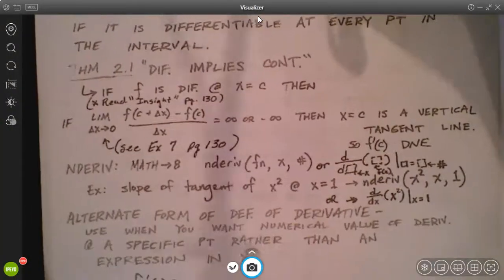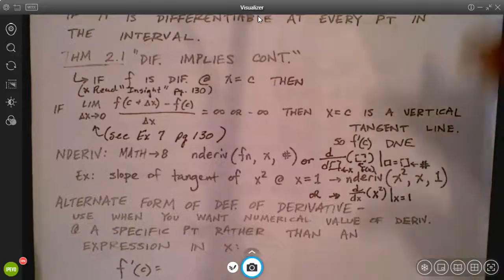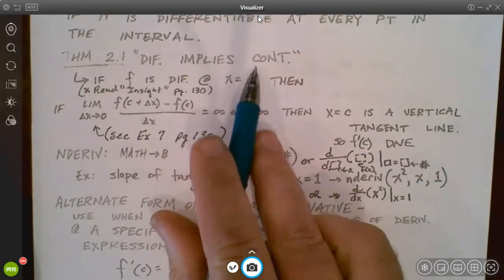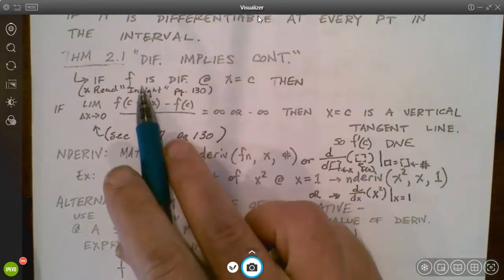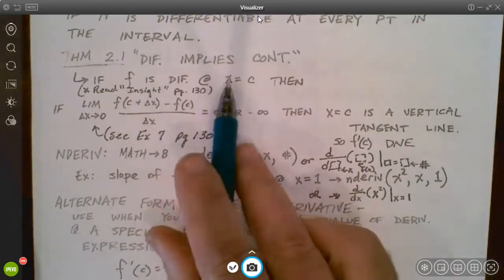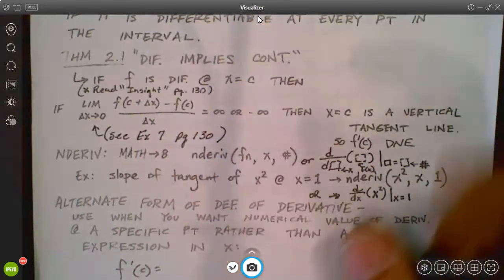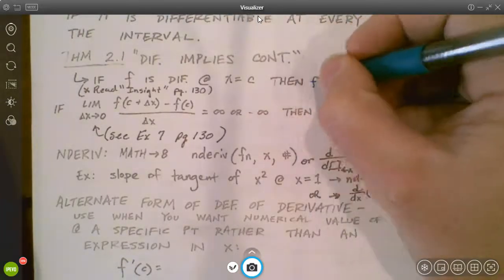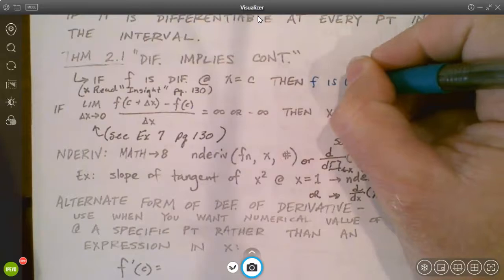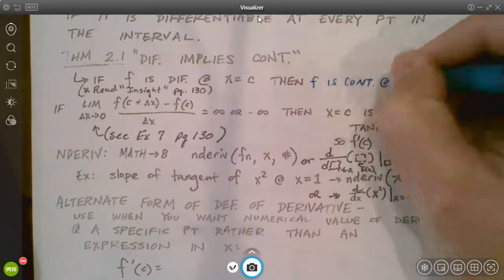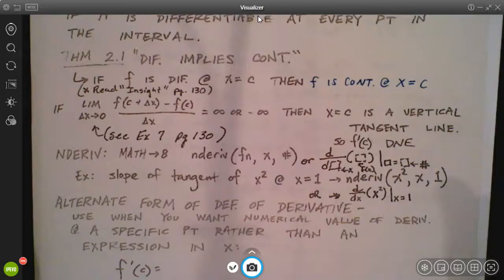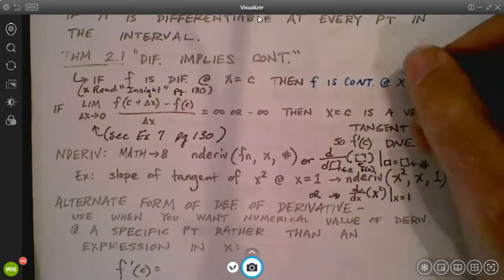So the second thing we're talking about is continuity. So differentiation implies continuity. So if a function is differentiable at x equals c, so when x equals some number, then it means that the function is continuous at x equals c. So let's say f is continuous at x equals c. So that means it would have to be continuous at that point.